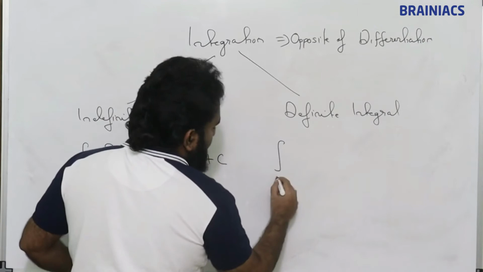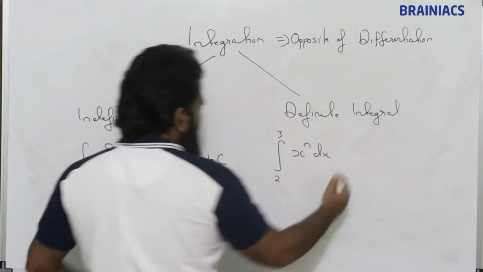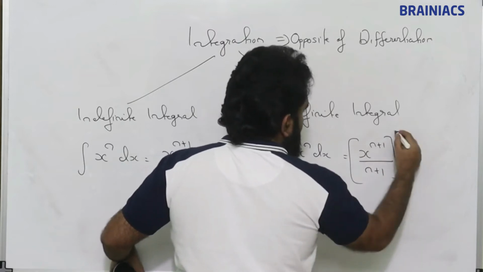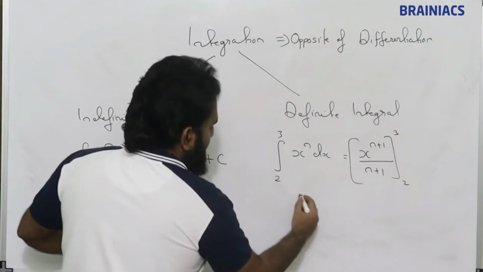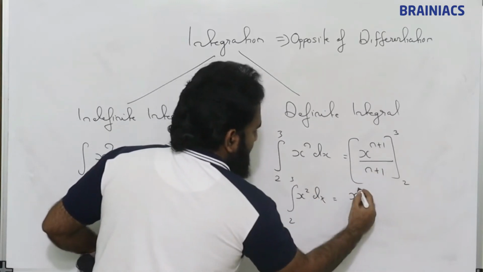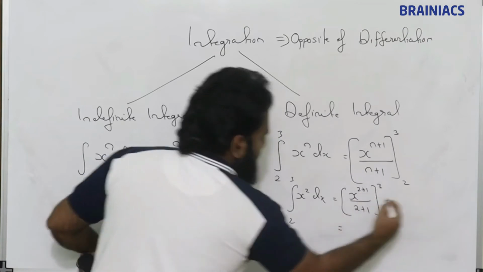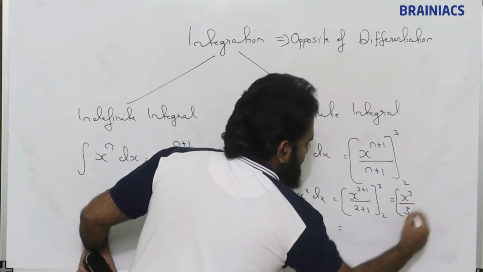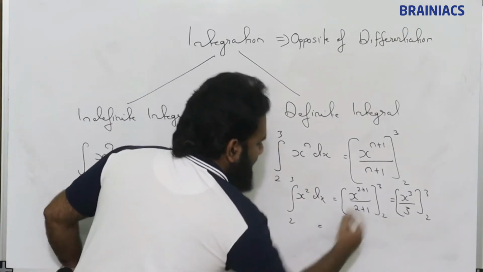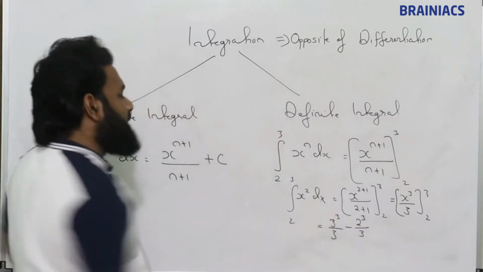Definite integral: suppose we get a limit of 2 to 3, with x raised to n dx. We will do x raised to n plus 1 divided by n plus 1, then substitute the limit for x. For example, if this is x square dx, integral 2 to 3, then we do n plus 1 by n plus 1, so 2 plus 1 by 2 plus 1. This is nothing but x cube by 3, from 2 to 3. This is called the lower limit, and this is called the upper limit. We substitute the upper limit first, minus the lower limit. If we simplify this, we will get the answer.